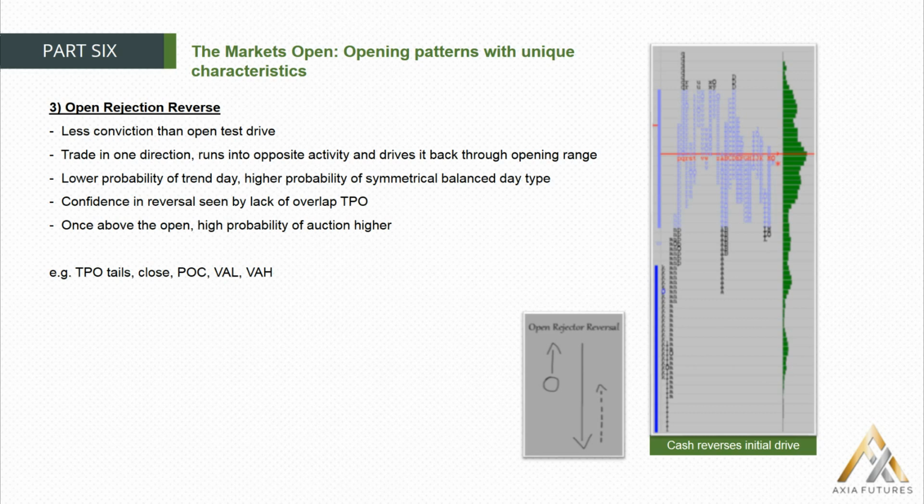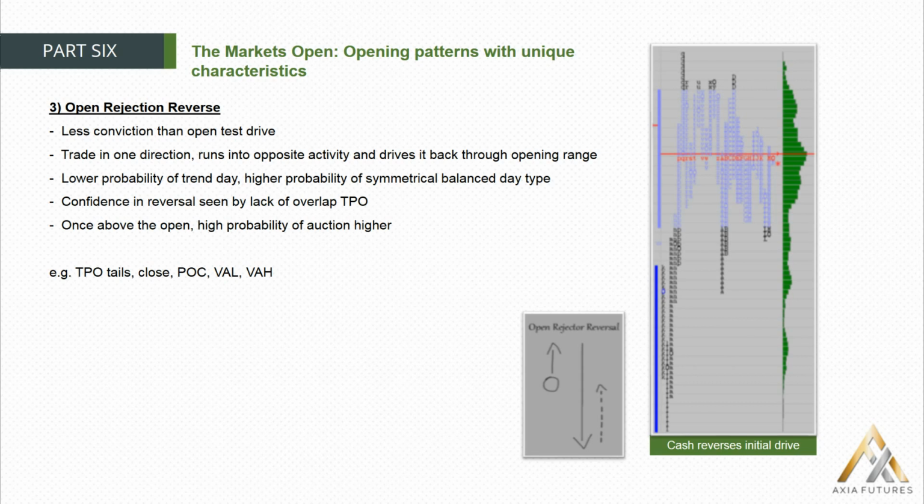Now, note, once it runs into these aggressive other time frame players, they very quickly take advantage of those prices and reject and reverse the initial movement. Note, when we do see an open rejection reversal, there is a lower probability of a trend day and a higher probability of a symmetrical balanced day type.